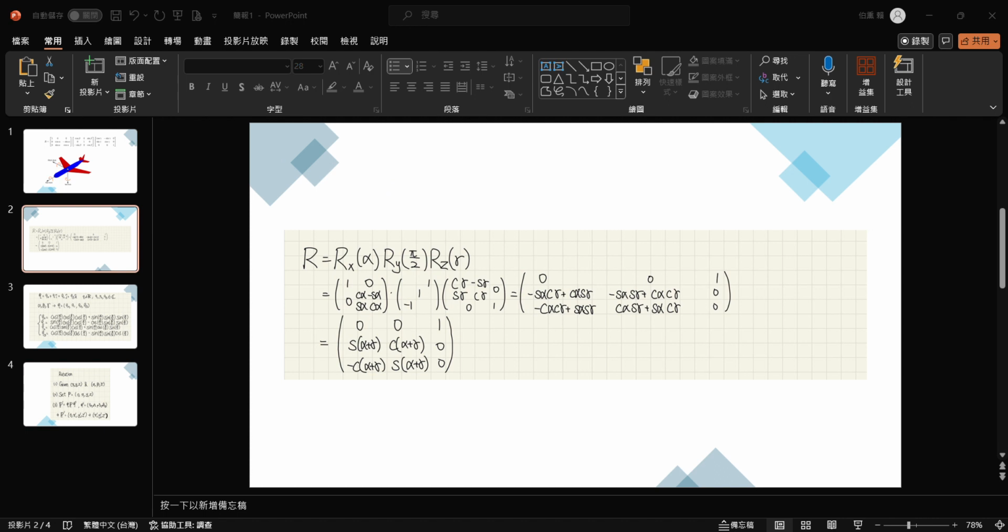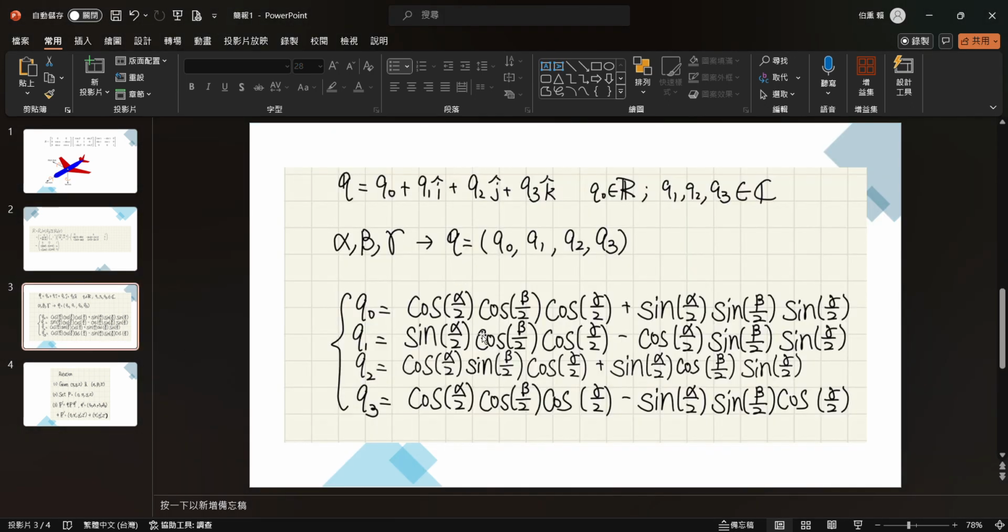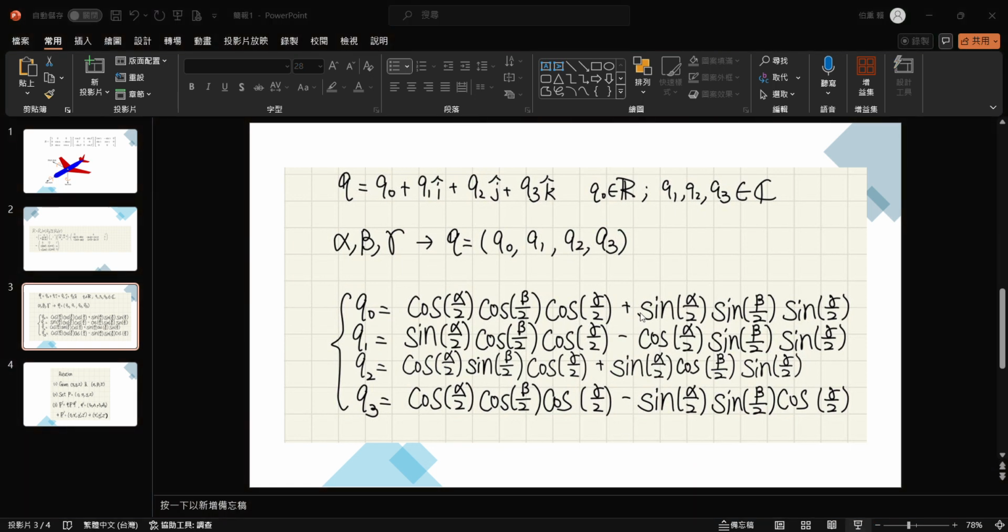And we want to show what quaternions are. Quaternions are a new way to define rotation, which have 4 components: Q0 is the real part, and Q1, Q2, Q3 are the imaginary part. The relation between the Euler angles and the quaternion is shown below. So we have this relation for transforming between Euler angles and quaternions.